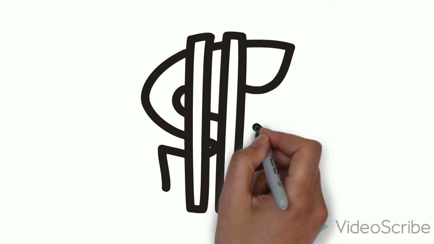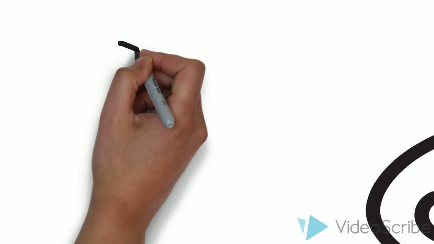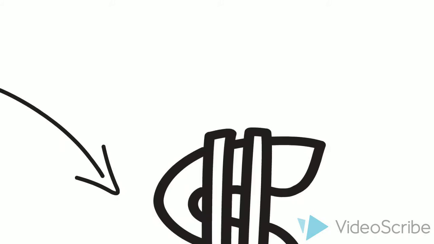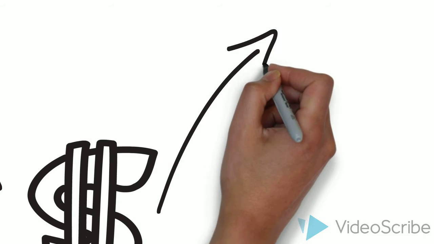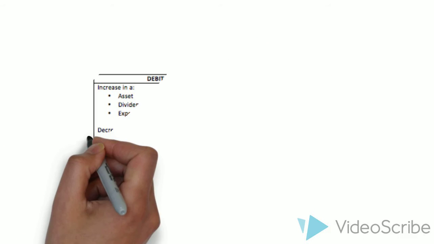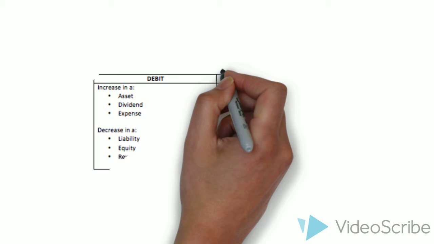General journals are used to document the transactions of a business. It allows the business to keep a record of where its money is spent and where its funds derive from. When recording in the general journal, debits are recorded on the left side and credits on the right.